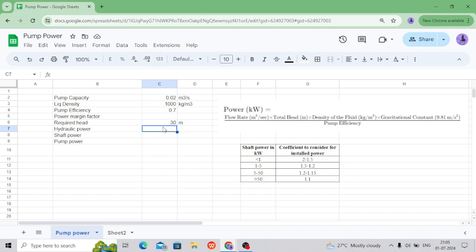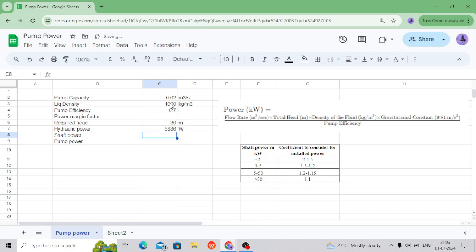Okay guys, so now to calculate the hydraulic power, we will use the equation: hydraulic power is equal to flow rate into total head into density and into 9.81, right? This is hydraulic power, and it is in watts.